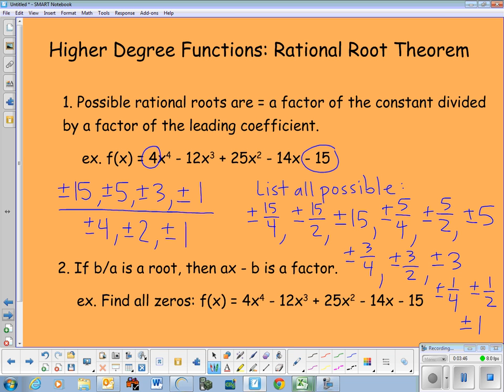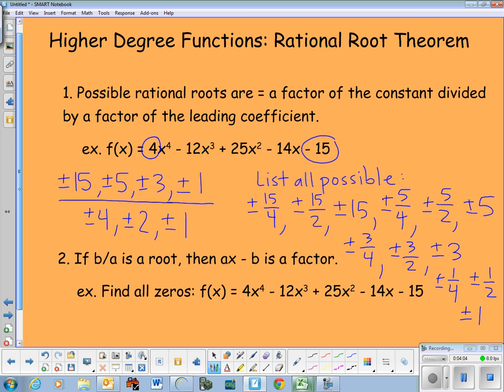So if I'm not able to look at a graph on a calculator and I want to know the roots of this, then I'm going to have to start guess and checking my way through this list. And when I guess and check, I'm going to divide out the associated factor and see, do I get a remainder of 0 or don't I get a remainder of 0?